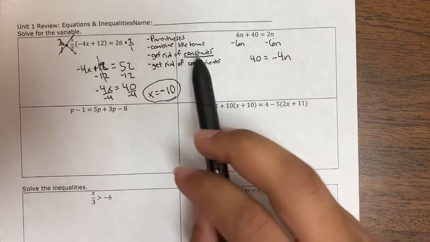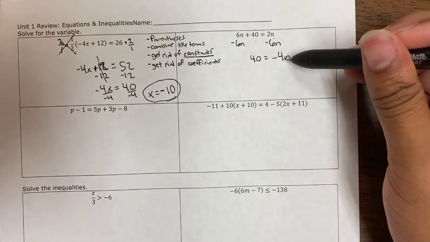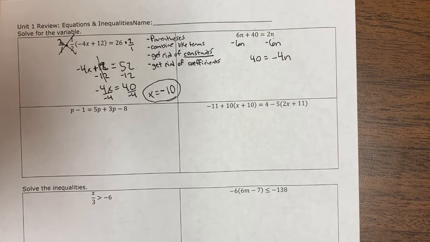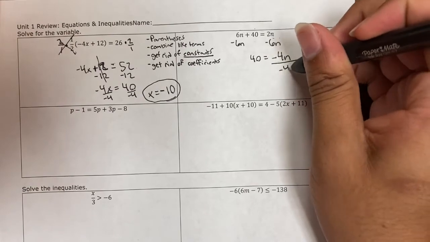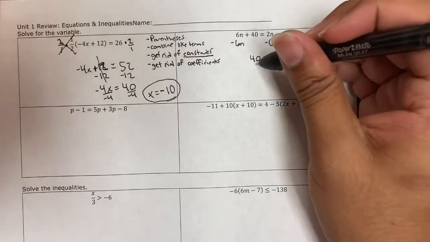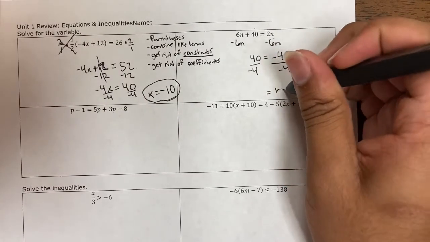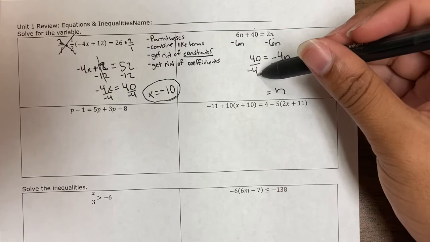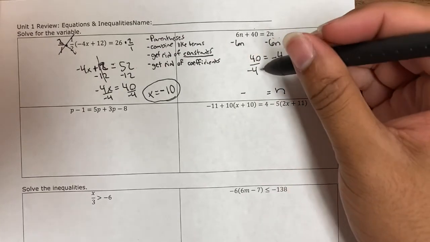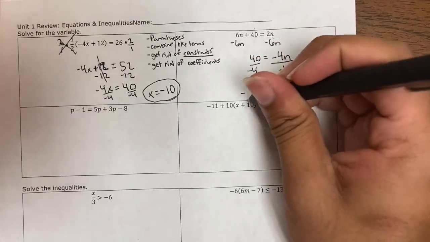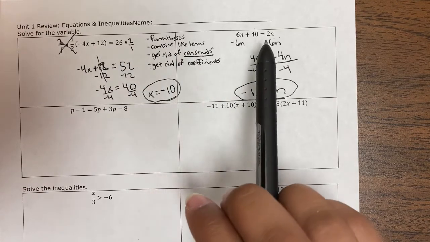Easy enough. I get to skip to the part where it says get rid of any coefficients. So n is being multiplied by negative 4. To get rid of that coefficient of negative 4, I'm going to divide by negative 4. But what we do to one side, we have to do to the other. So I'm going to divide the other side by negative 4. So we'll be left alone with n equals 40 divided by negative 4. A positive divided by a negative is negative. 40 divided by 4 is 10. So n equals negative 10. These almost happen in the same way, but you see how different the problems were?